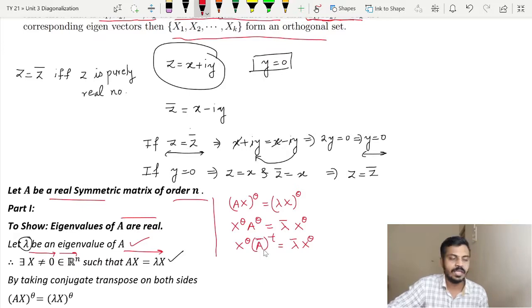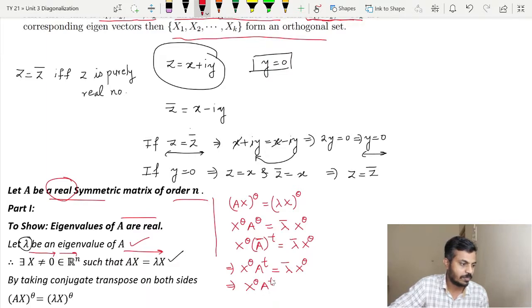It is A conjugate transpose, right, which is equal to this, and if we solve it, then what will happen? Now what will be A conjugate? Since we have said that A is a real matrix, I mean all the entries of the matrix are real, so your A conjugate is directly going to be equal to A. So this will imply that conjugate transpose of x, this will be simply A transpose, will be equal to lambda bar x raised to theta, let us say. Now A transpose will be A, because A is a symmetric matrix, so simply A is equal to lambda bar x raised to theta.